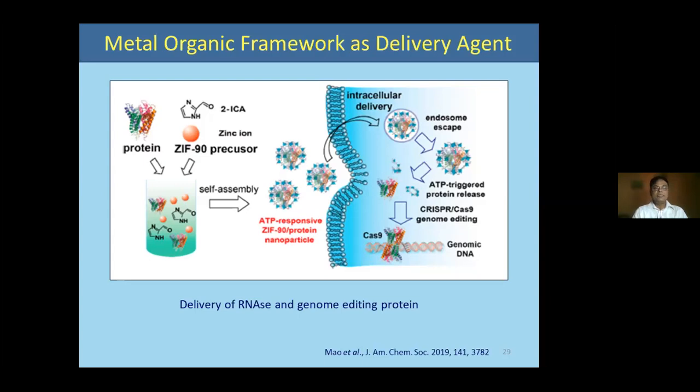Now, how is it getting released, how is the metal organic framework collapsing? It happens because in the cell, the concentration of phosphate ion is quite high. And it has been found that if you treat ZIF90 with phosphate ion, the phosphate ion gets coordinated to the zinc center and the whole structure collapses.